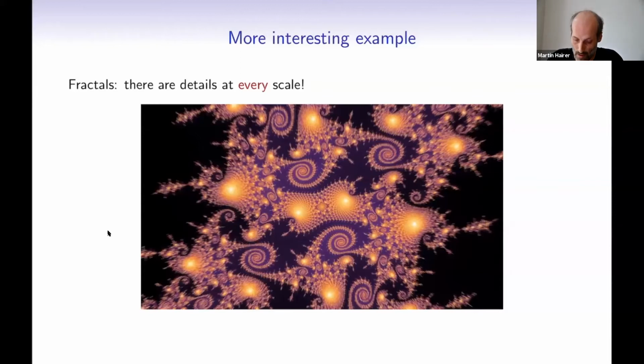So for example, if I zoomed further into that spot in the middle, I would actually see a full copy of the whole Mandelbrot set itself hidden in this spot. So there are these very interesting objects, if you want, where you can zoom in or zoom out as much as you want, and you would still see details. Okay.